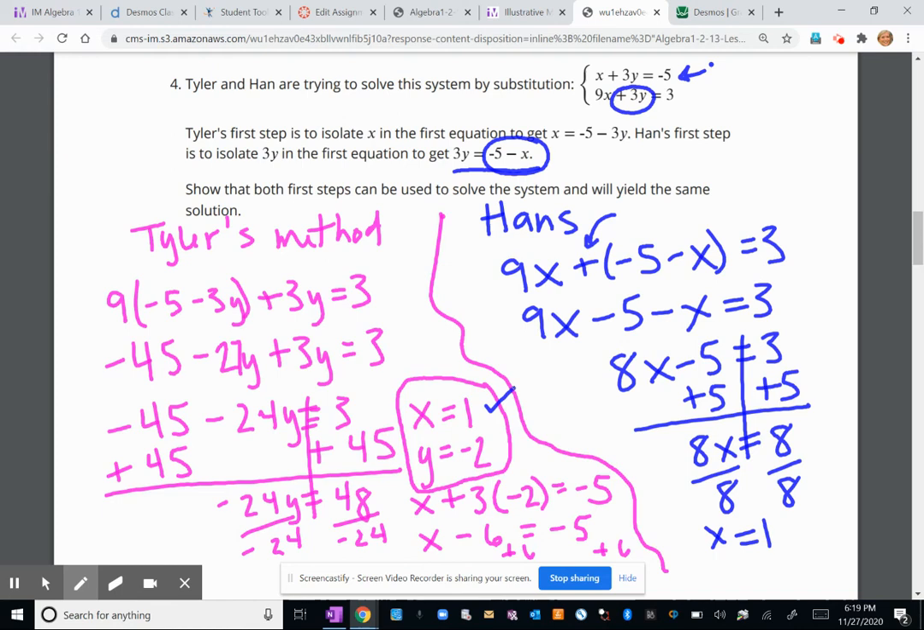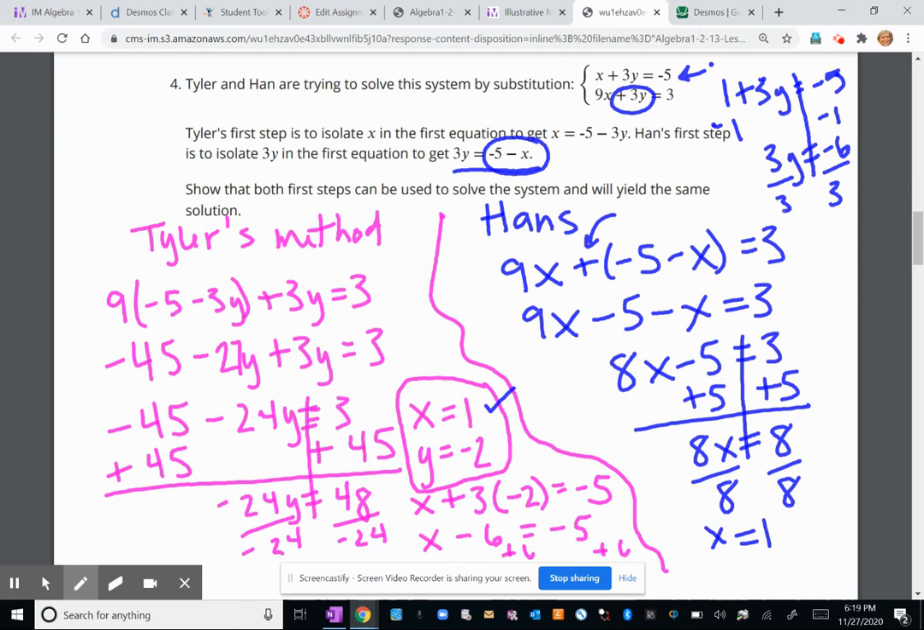And then finally, if x equals 1, I can put a 1 into the first equation for x. I'm going to do it up here. So 1 plus 3y equals negative 5. And again, we're going to keep things balanced and solve for y. Subtract the 1, subtract the 1. 3y equals negative 6. And when you divide by the 3, you do get y equals negative 2.